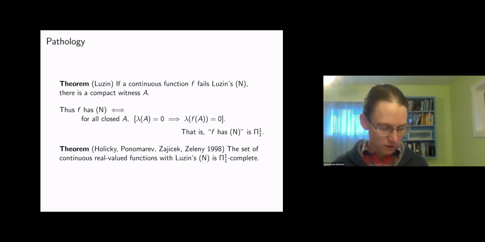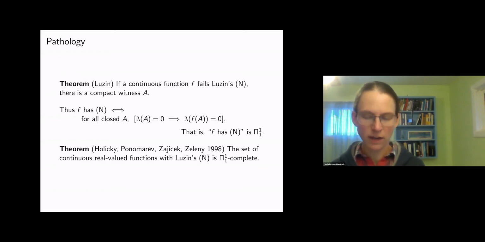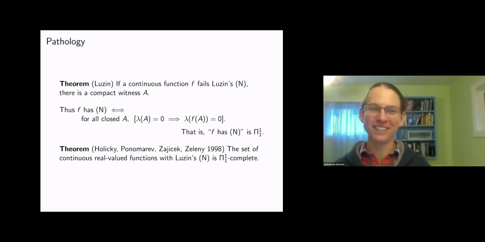Because looking from the descriptive complexity perspective at that last characterization of Luzin, we can see that a function has Luzin's N if for every closed set, that set having measure 0 implies that the image of that set has measure 0. So the difficult thing about looking at anything about the image of a function is that you run into sigma 1 sets immediately, almost no matter how complicated your starting set is.